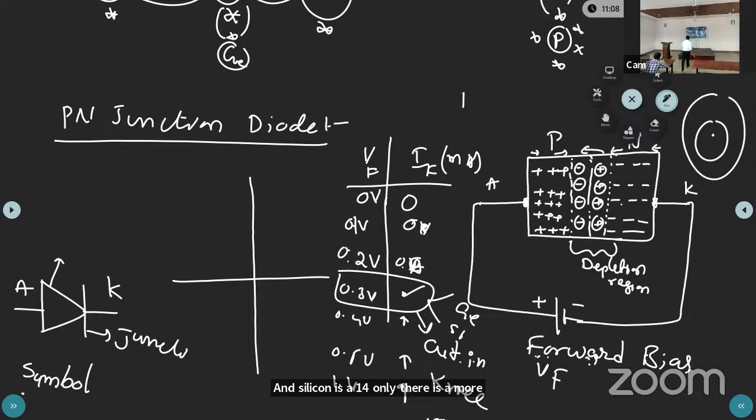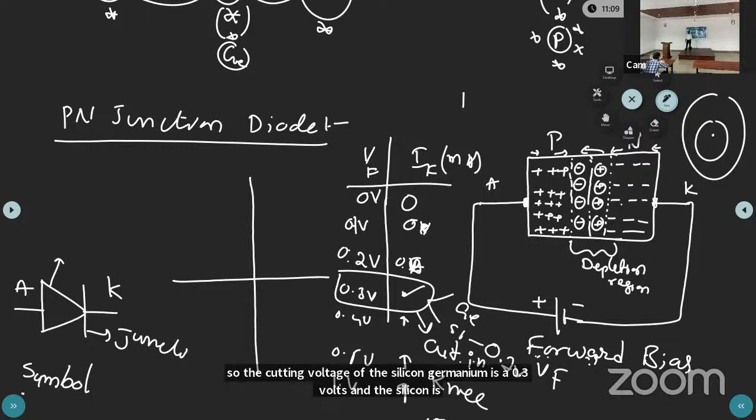So germanium has a cut-in voltage of 0.3 volts, because of the low attraction of the nucleus. Okay, so the cut-in voltage of germanium is 0.3 volts, and silicon is 0.7 volt. Silicon is 0.7 volt. Now we can try to draw the VI characteristics for this.